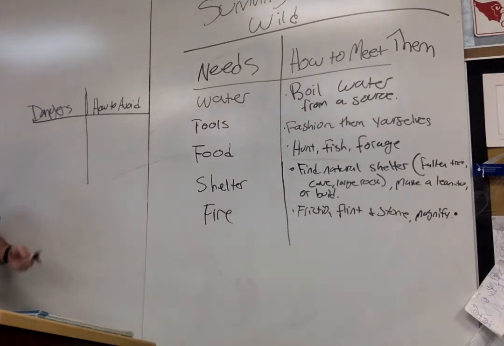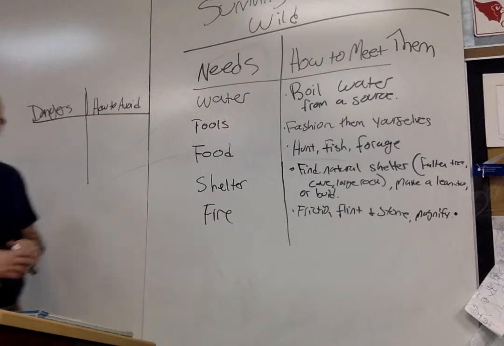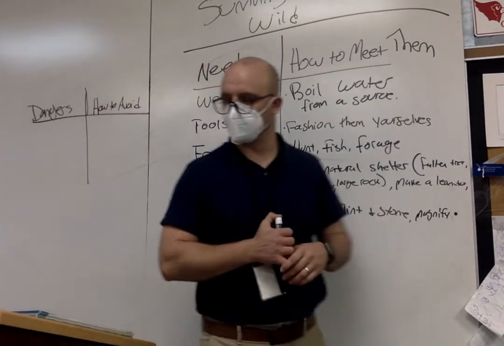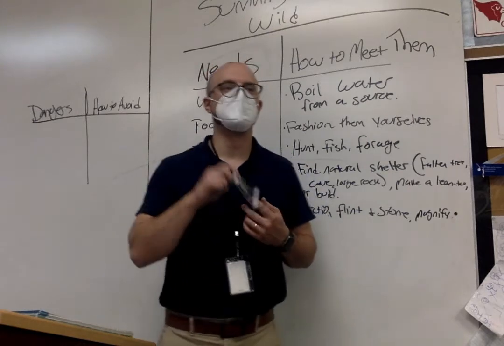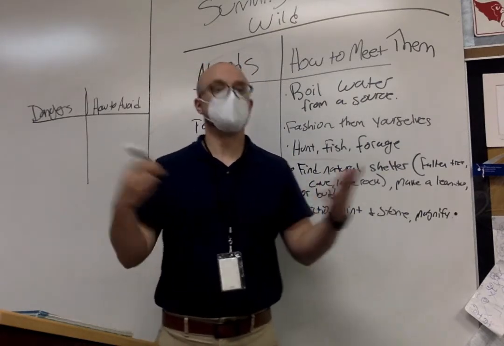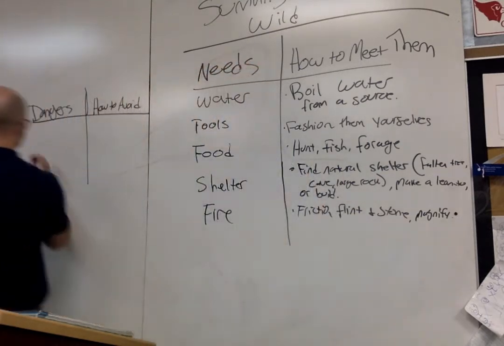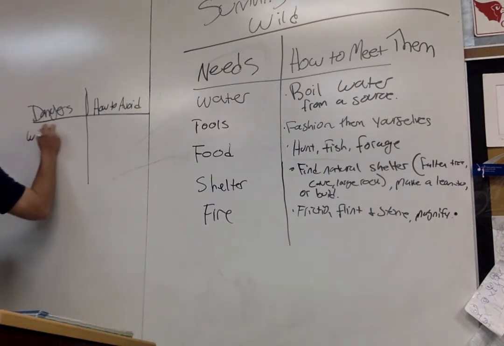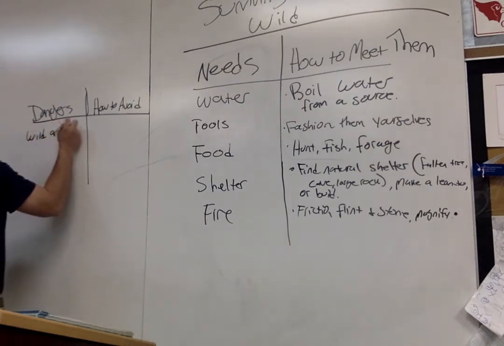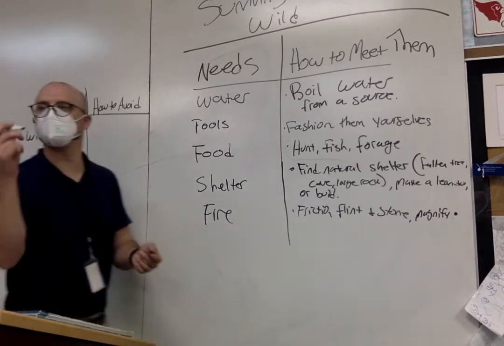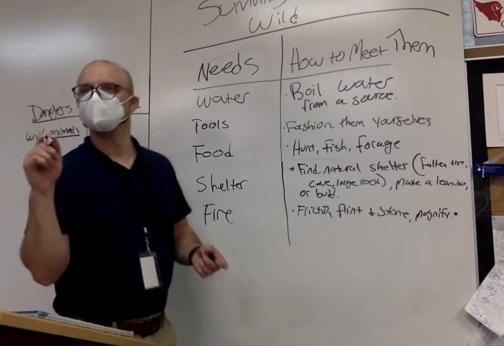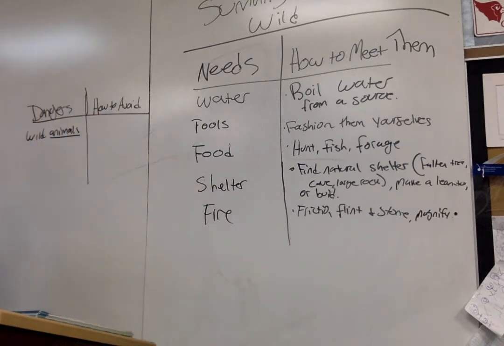Now, next one. Dangers that we could see out in the wild. What is one danger that we could experience in the wild? Bear attack or animal attack? Wild animals? All right, so we said animals, so we don't need any more mention of actual animals. So what is another one? Probably mistaking something for a leaf, when it's actually poison ivy.